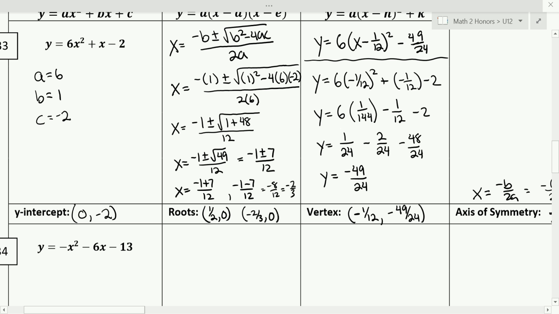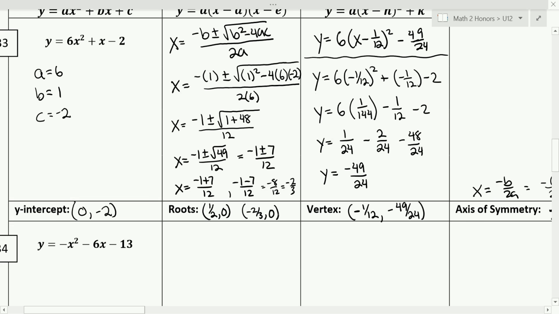So here we have fractional roots. Does it factor? Yes, it factors. So you got to find factored form and go from there.